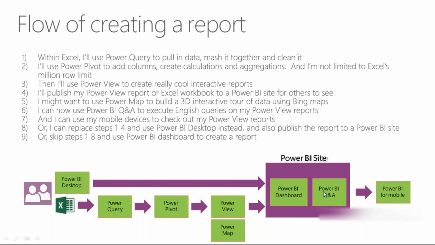Once you publish to the server, you can access these reports using your mobile. How can you access these reports on your mobile? You just have to install the Power BI app on your mobile. Once you install that, it will ask for the Power BI username and password. So first you have to sign up with a Power BI account.